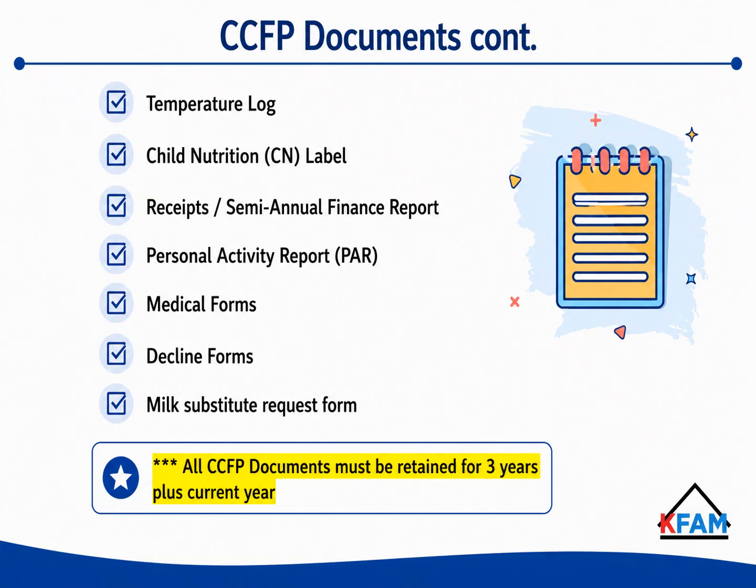Additional required documents include temperature logs, child nutrition, or CN labels, receipts and semi-annual finance reports, personal activity reports, also known as PARs, medical forms, decline forms, and milk substitute request forms. These records help document food safety, meal service requirements, financial accountability, and participant accommodations within the Child and Adult Care Food Program. Please remember, all CCFP documents must be retained for 3 years plus the current year. Maintaining organized and accurate records is essential for program compliance and successful monitoring reviews.